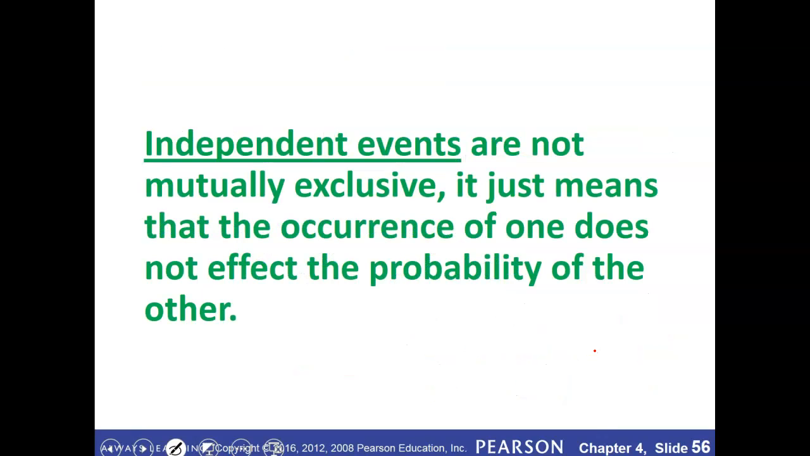So remember, independent events are not mutually exclusive. They can happen at the same time. It just means that the occurrence of one does not affect the probability of the other. And that's what assignment number 6 is about. That's what our homework is about today.